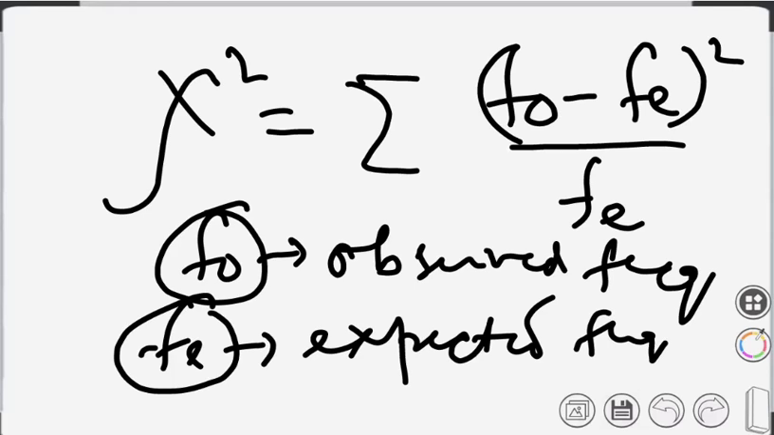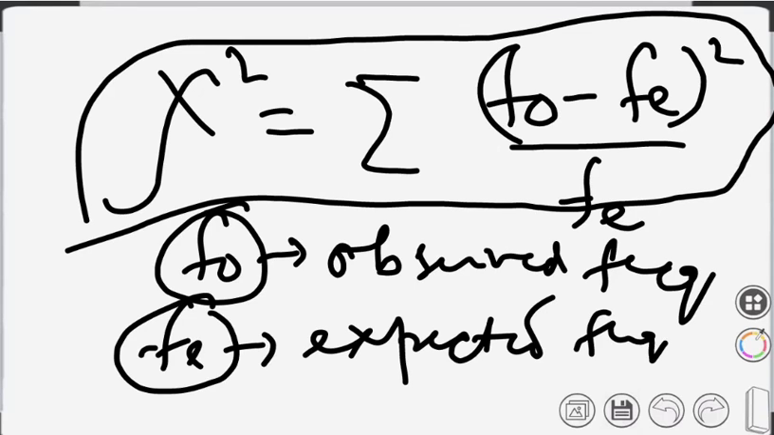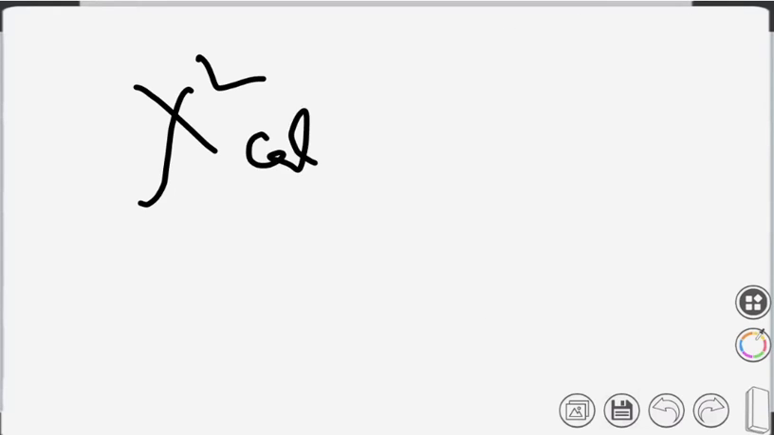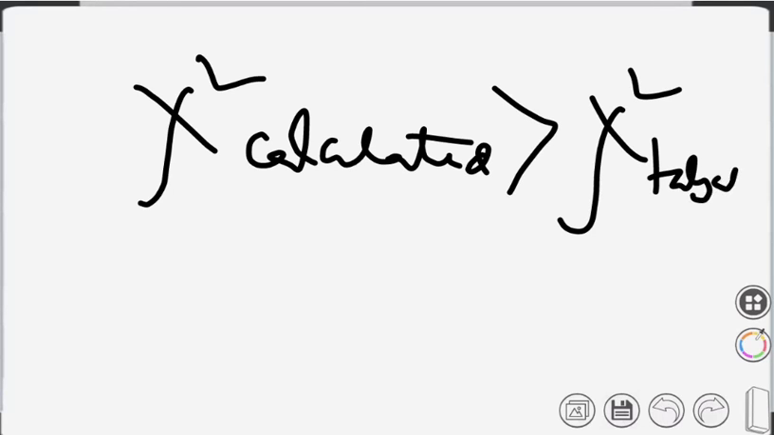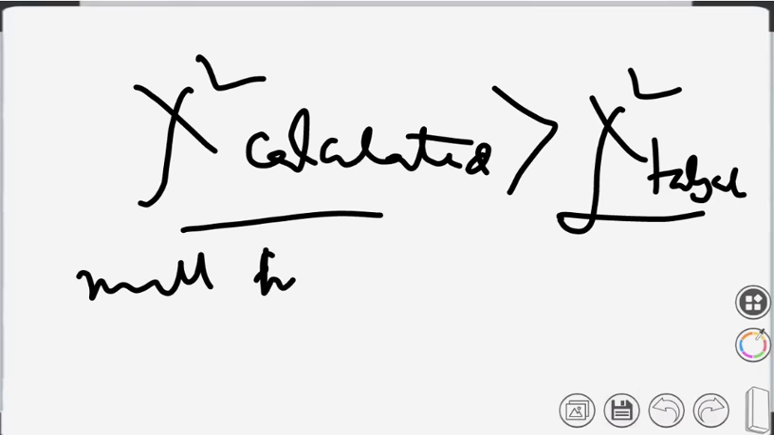FE we have to calculate from the probability distribution that we are going to test, and then we will find the chi-square value and see where it falls in the chi-square table. If chi-square calculated is greater than chi-square tabulated, I have already provided you the table, then the null hypothesis is, what will happen? Rejected.